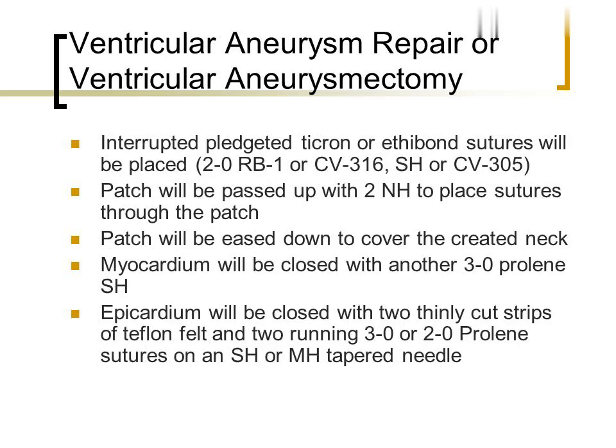Ventricular aneurysm repair or ventricular aneurysmectomy. Interrupted pledgeted Ticron or Ethibond sutures will be placed, 2-0 RB1 or CV316, SH or CV305. Patch will be passed up with 2 NH to place sutures through the patch. Patch will be eased down to cover the created neck. Myocardium will be closed with another 3-0 Prolene SH. Epicardium will be closed with 2 thinly cut strips of Teflon felt and 2 running 3-0 or 2-0 Prolene sutures on an SH or MH tapered needle.